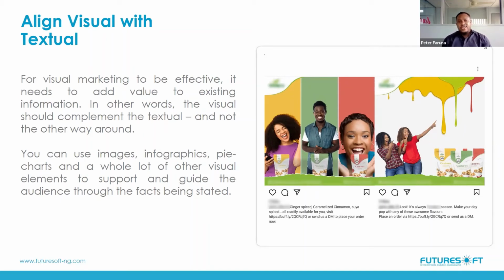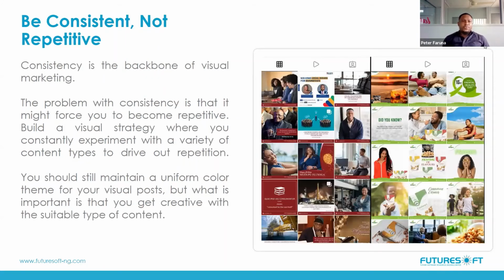So, like I just said, your visual should complement the textual. They should go hand in hand, and you shouldn't be posting A while your text is B. You can use images, infographics, pie charts, and a whole lot of other visual elements to support and guide the audience through facts being stated. So it's always very important to align your visual with your textual. So the next two would be consistent, not repetitive.